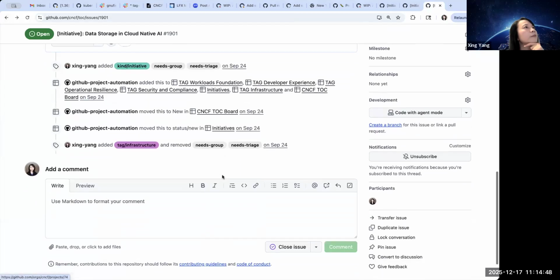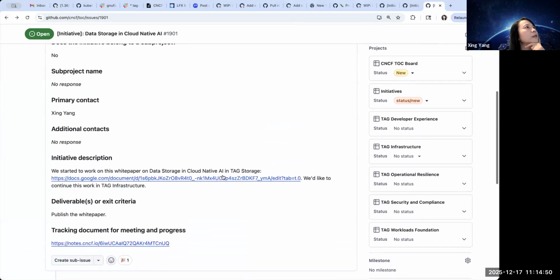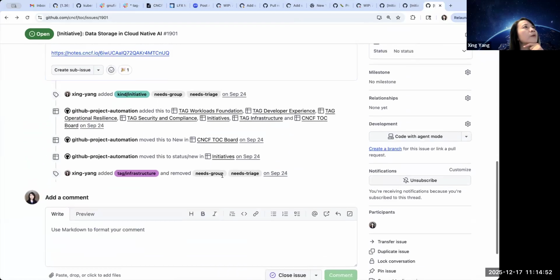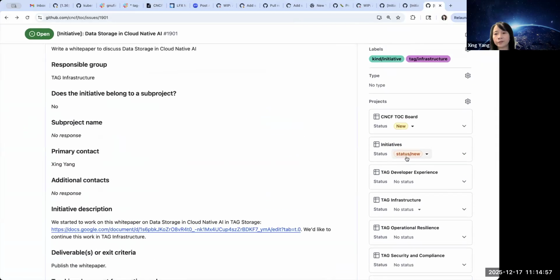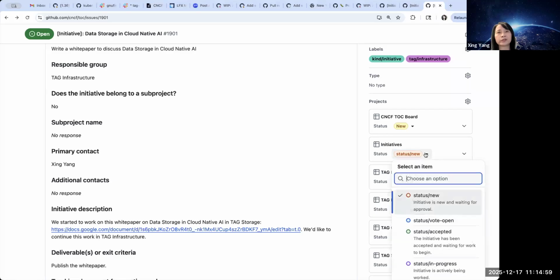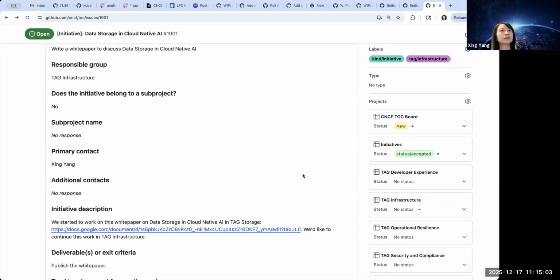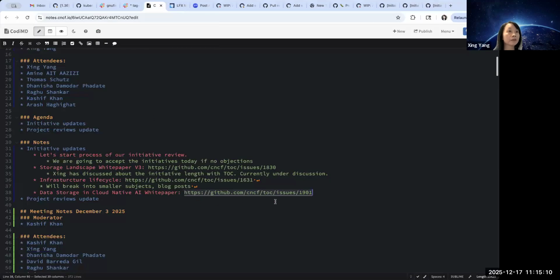Now this one, let's see. Yeah, I don't see any, there's no comment actually. Okay, if there are no objections, I will just move this one to accepted as well. All right. So now we have moved all of this.